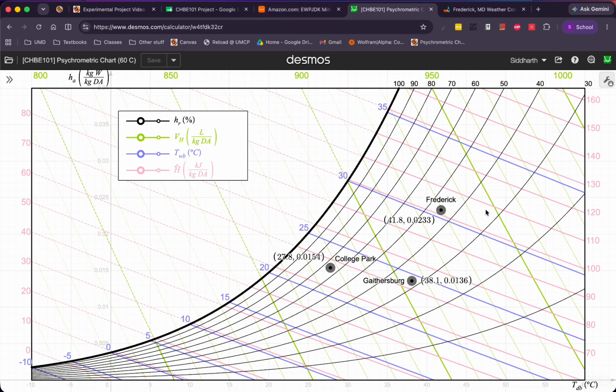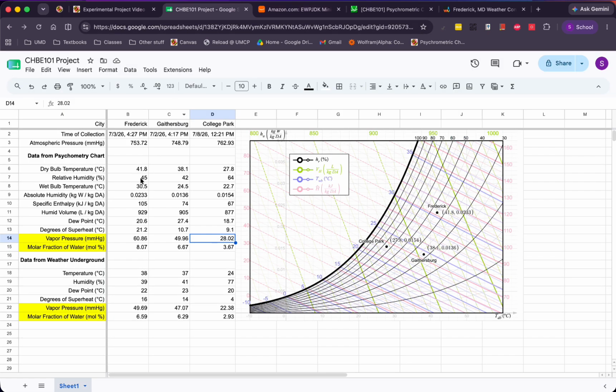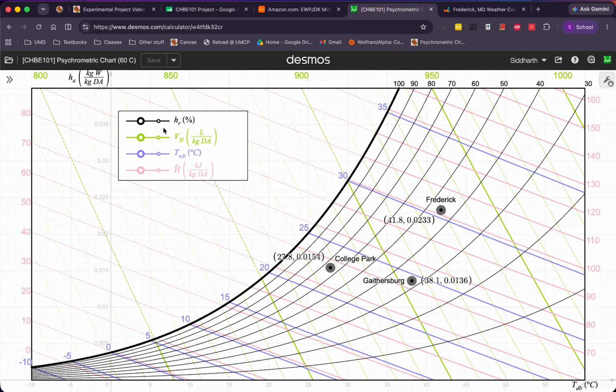So as you can see here for Frederick, for example, the dry bulb temperature was found to be 41.8 degrees Celsius, which I had to convert to Celsius from Fahrenheit. But then using these additional guidelines, I was able to find the exact point that this lies, because the relative humidity was found to be 45%. So I would find where along this curve is the 45% line.